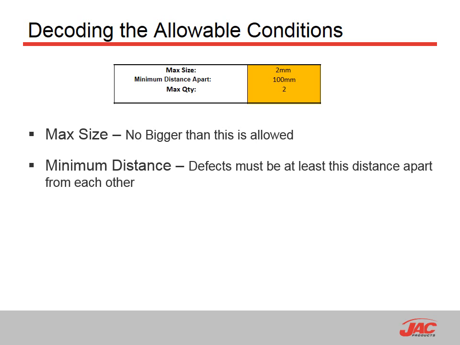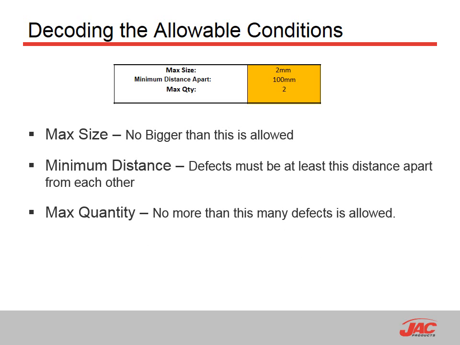Next is minimum distance. If there is more than one defect of this type in the zone, you must measure the distance between them. In this example, the defects must be at least 100 millimeters apart from each other. If they are closer than that, it is a reject.